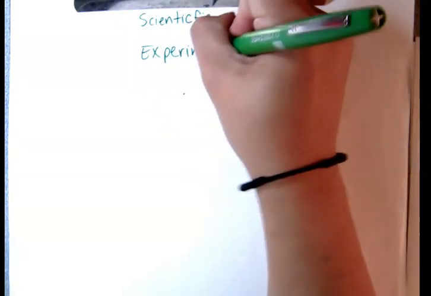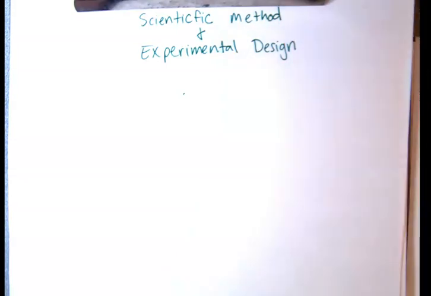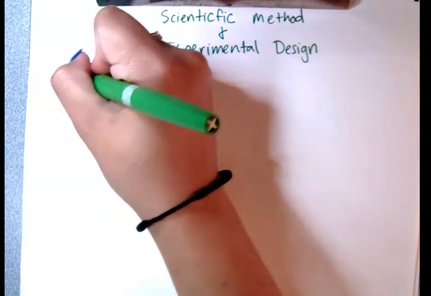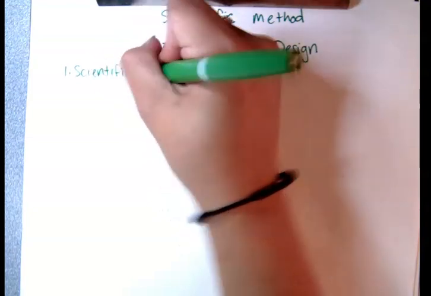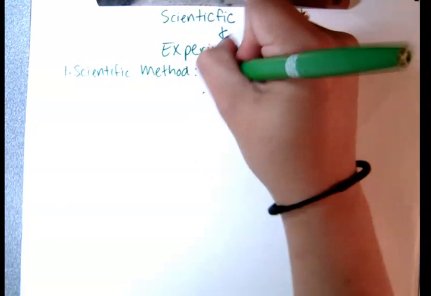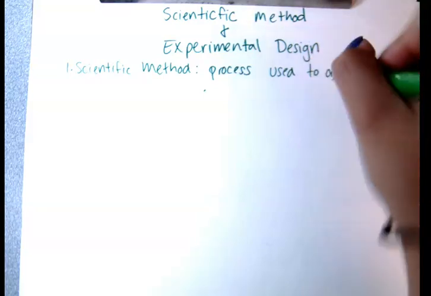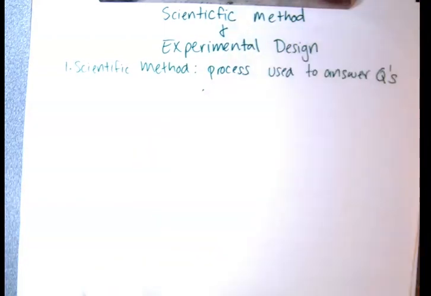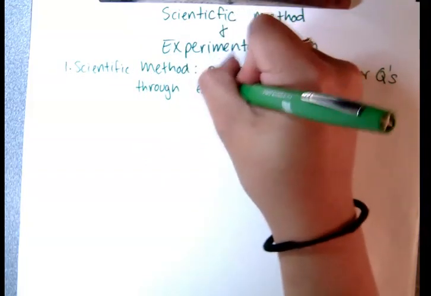So these are going to be skills that you are going to be using throughout the entire year, not just for conducting lab experiments in this class, but you can also use these skills for a lot of other subjects. So the first thing is you need to understand what the scientific method is. And so the scientific method is what we call the process that we use to answer questions through experiments. We're going to abbreviate questions with a Q. Experiment.